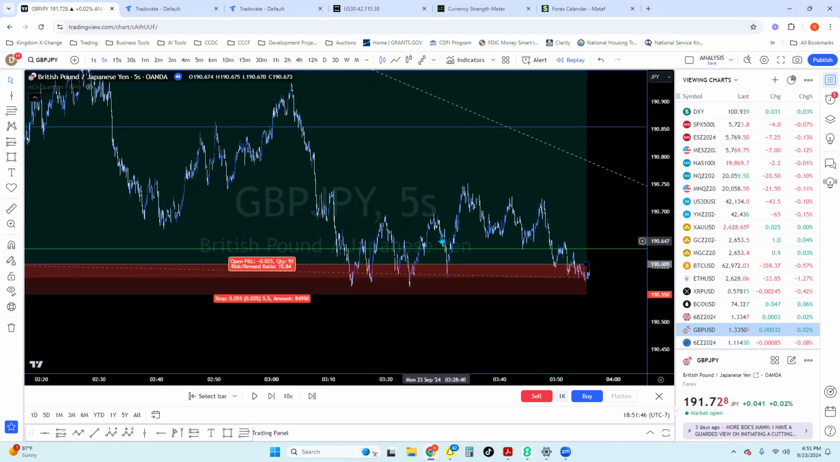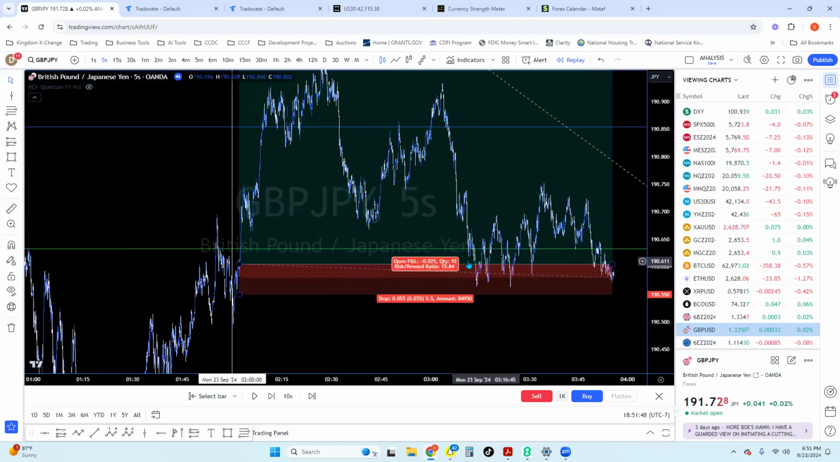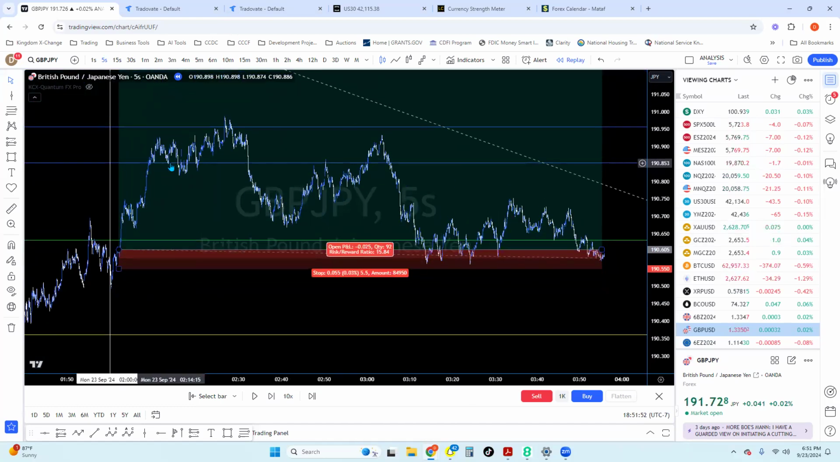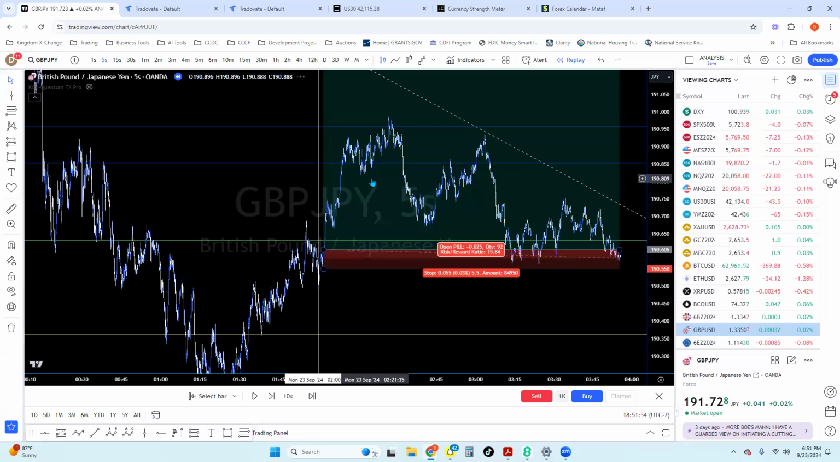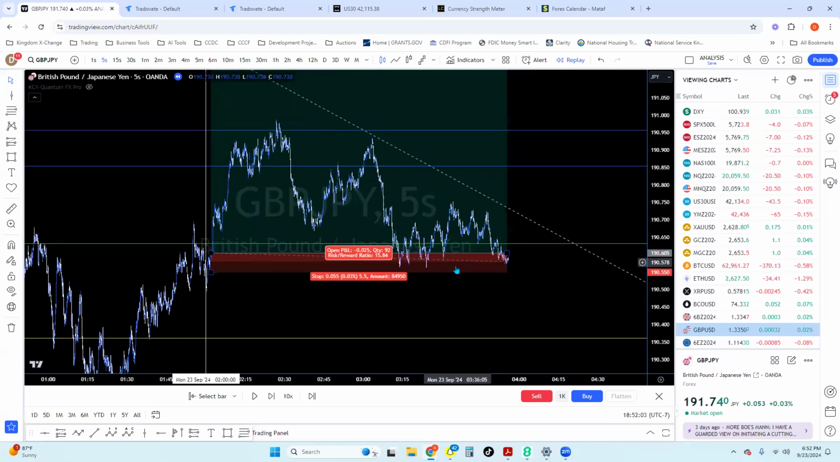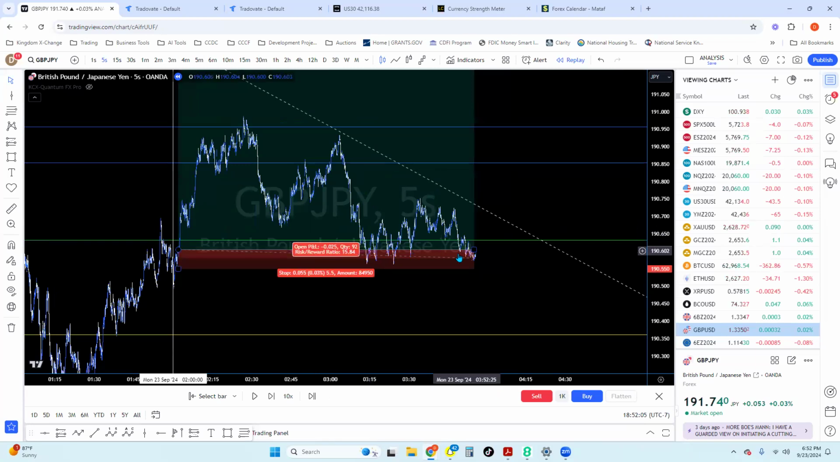So now it finally came back, and it shouldn't have kicked you out. You should have got out in profit at the 38. I don't know which one is the 38. One of these blue lines is the 38, so either one of them, you should have got out in profit. So when it came back here, you shouldn't have been in the trade. So now it's playing around here.